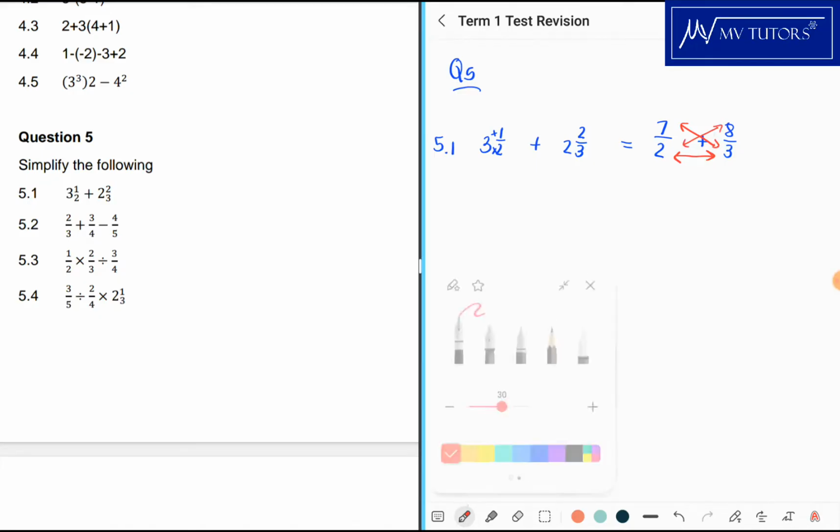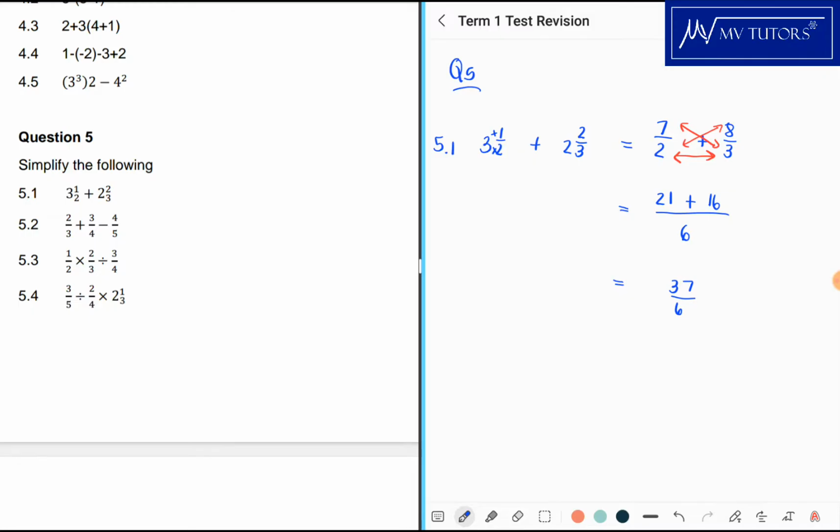Okay, so let's go ahead and do it. So what is 2 times 3 in the denominator? That is 6. 7 times 3 is 21. 2 times 8 is 16. And we're just going to add there. What is 21 plus 16? So 1 plus 6 is 7. 2 plus 1 is 3. And we have 37 over 6. We can't simplify that. You know, it is what it is.